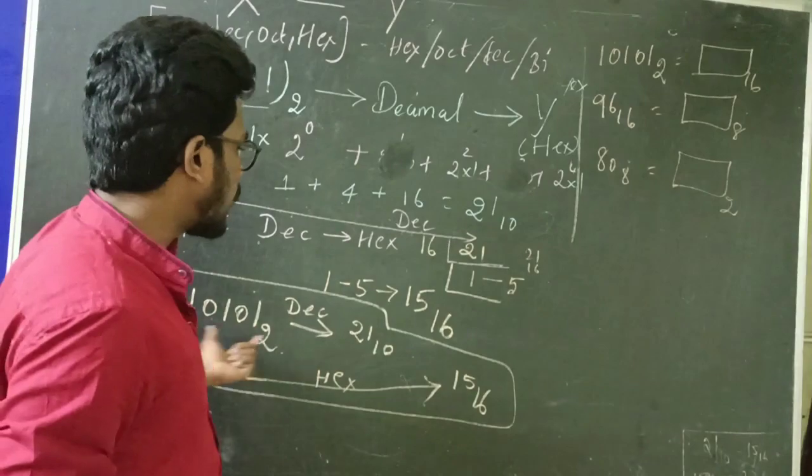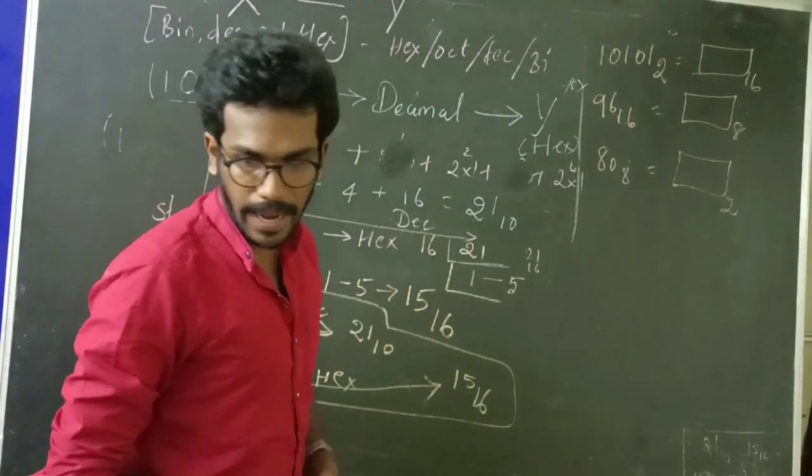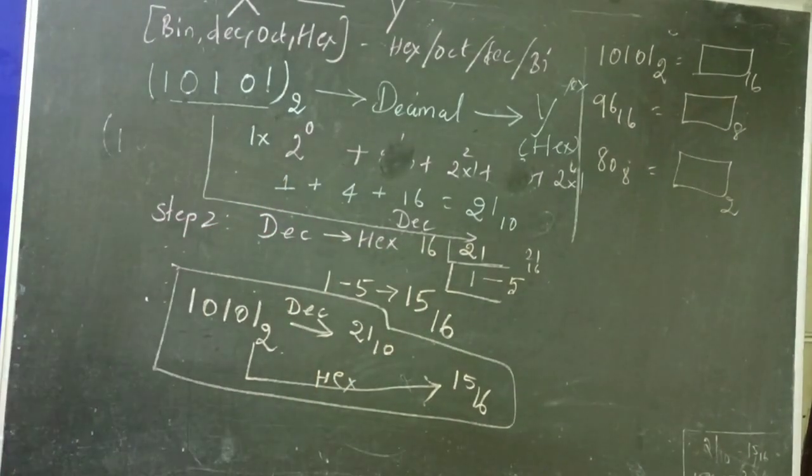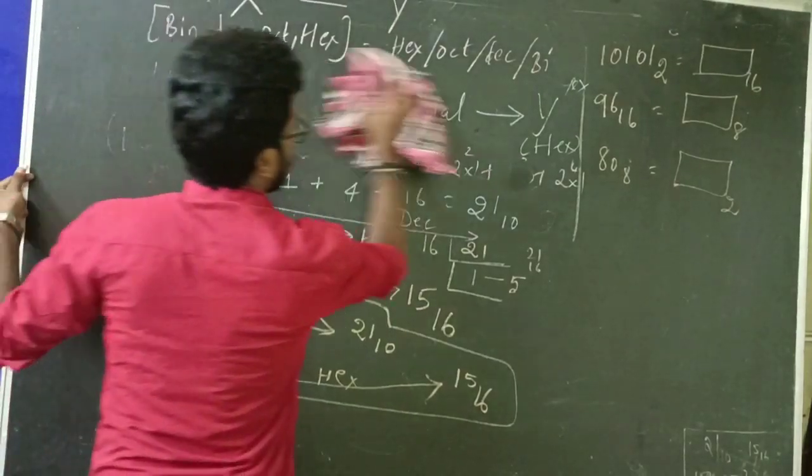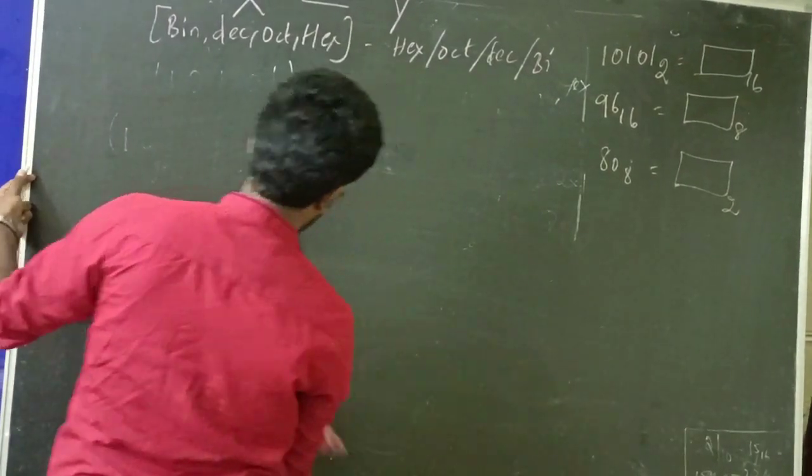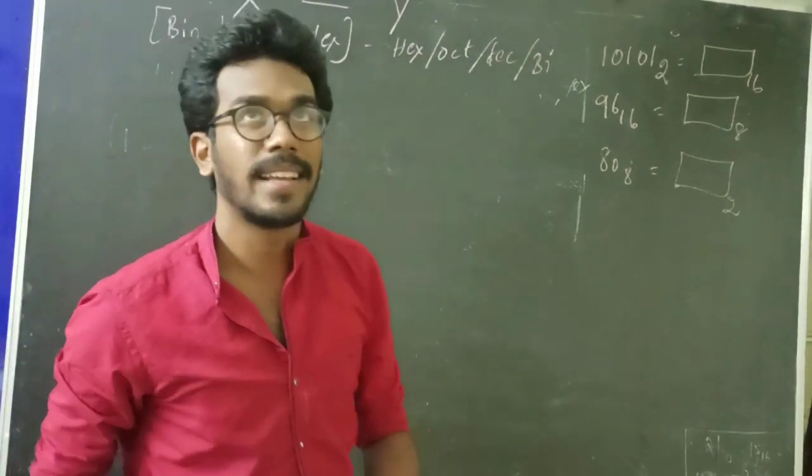Again, if we need the octal value of this, you will be dividing it by 8. Let me show you another example. Let me switch off the fan. I think the noise will be there.